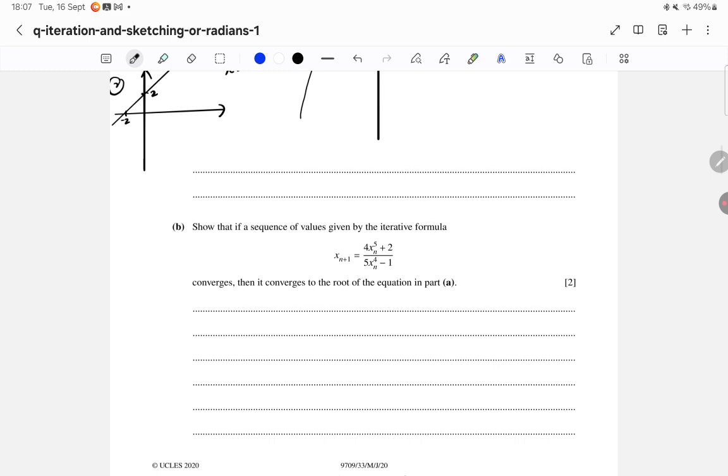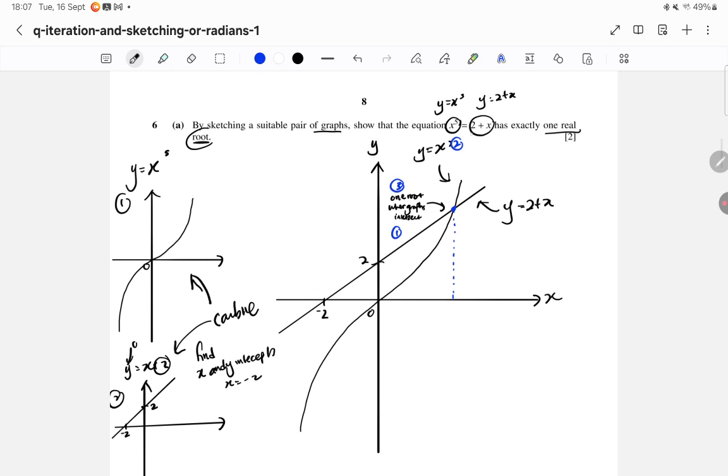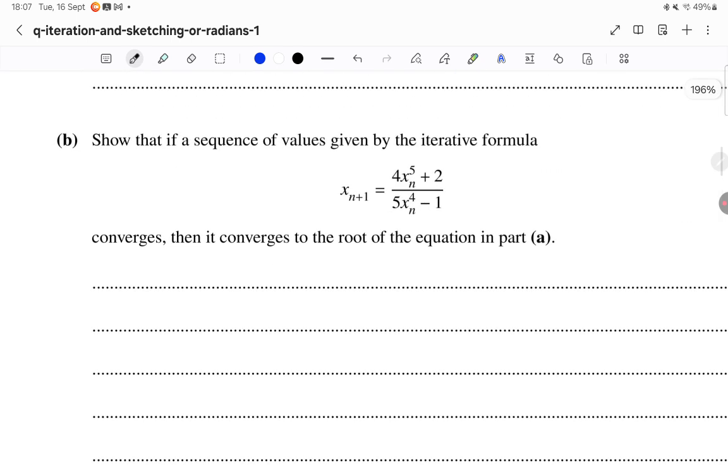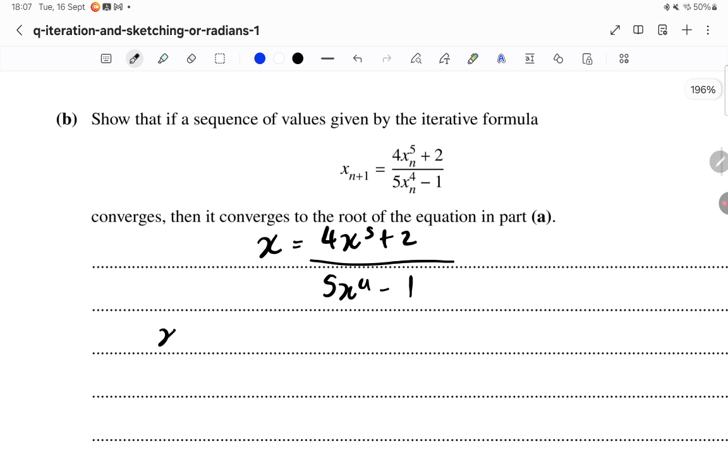So over here we have x(n+1) equal to (4x^5 + 2)/(5x^4 - 1). They're telling you to show that this equation converges with the equation up here, which is x^5 = 2 + x. So all you have to do is just rearrange the equation again. 5x^4 - 1. Okay, so we're going to bring this to the side.